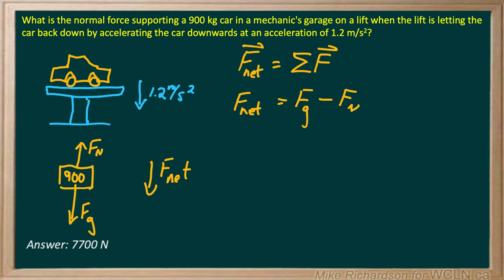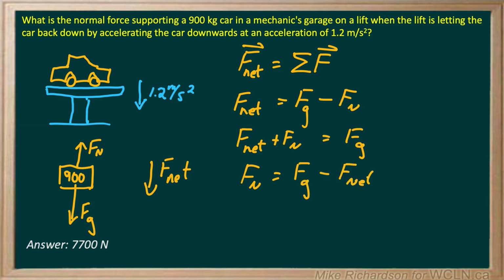Now we're trying to solve it for Fn, so let's get Fn by itself by adding an Fn to both sides. So I get F net plus Fn equals Fg. Now to get rid of the F net, I subtract an F net from both sides, and I end up with F normal is Fg minus F net. So that's what I'm trying to solve.